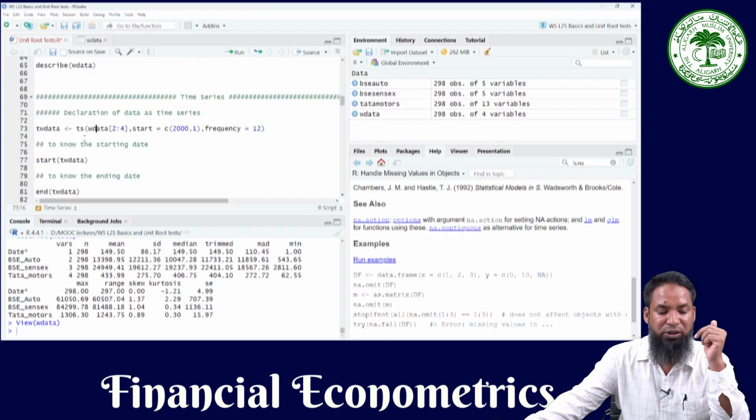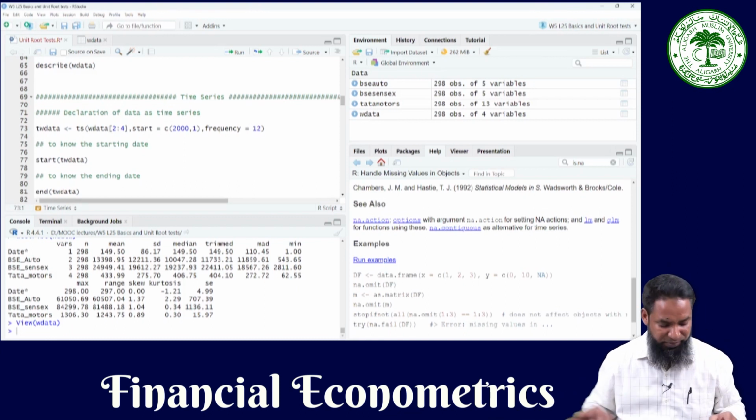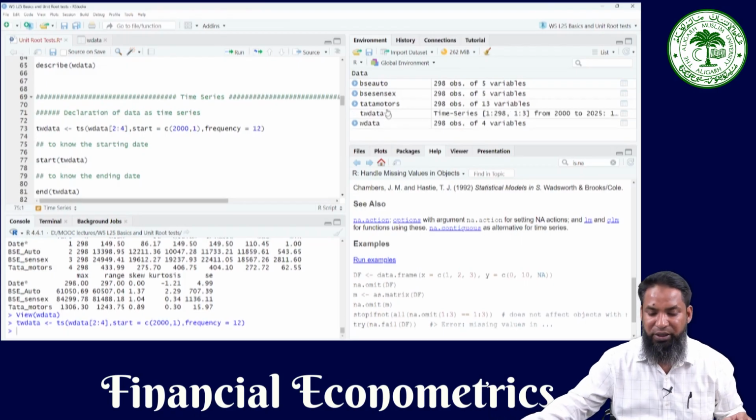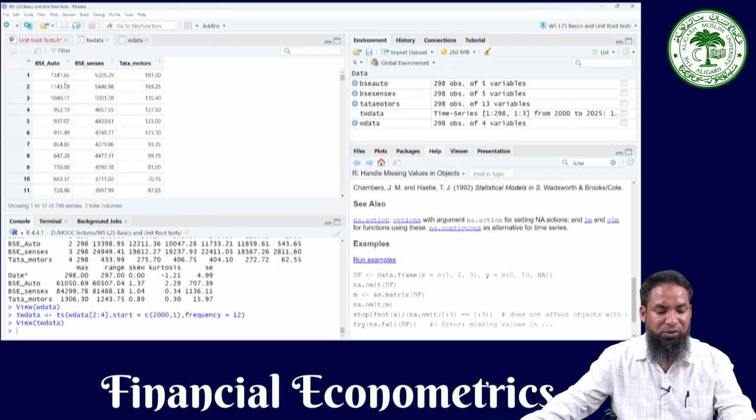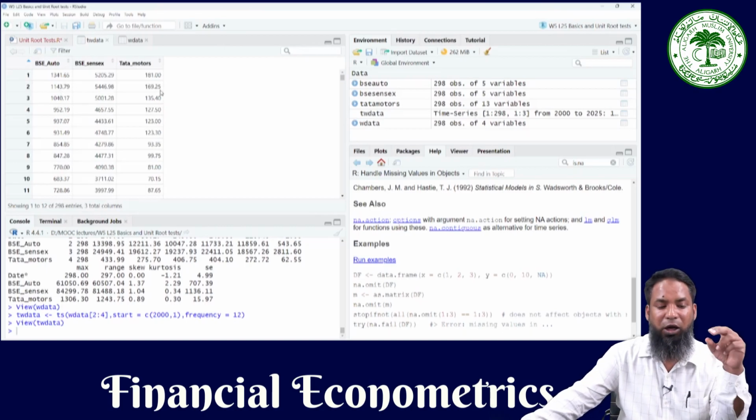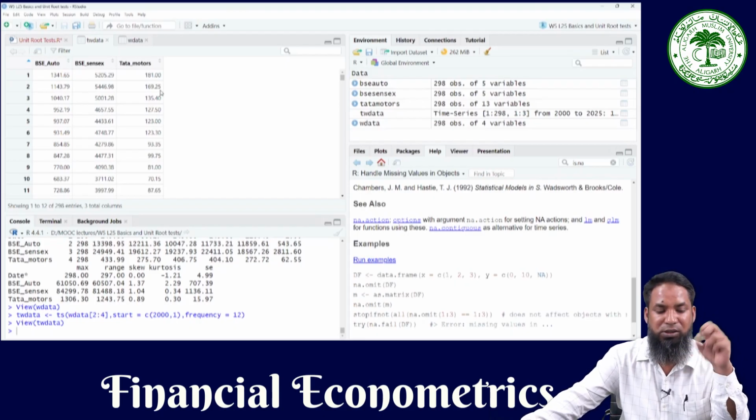So basically we are using the working data, with columns from the second to the fourth. Then the start date: we write the start as 2000, first month. Then the frequency is 12. Now if we run this, you can see we have added a ts object. If we click here, we can observe, without the date, BAC Auto, BAC Sensex, Tata Motors. However, R has automatically attached the dates from January 2000 onwards.